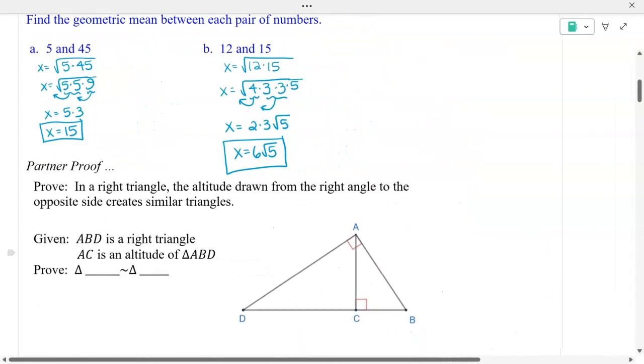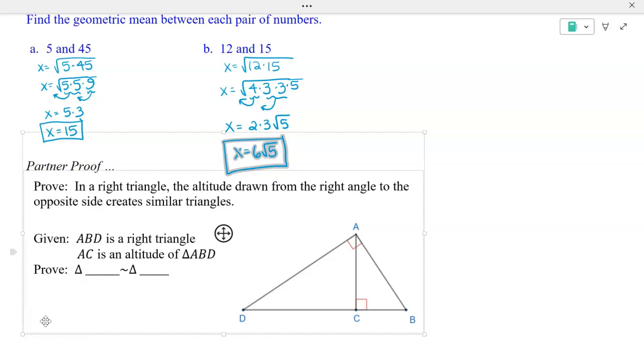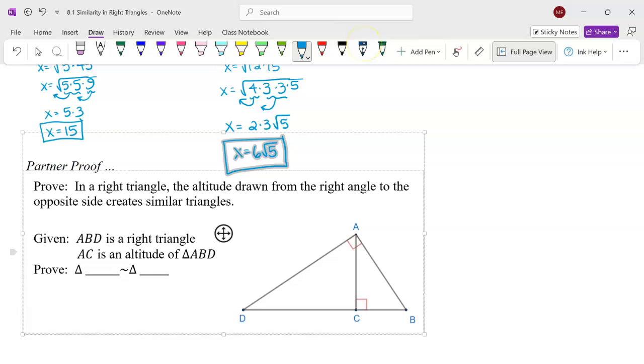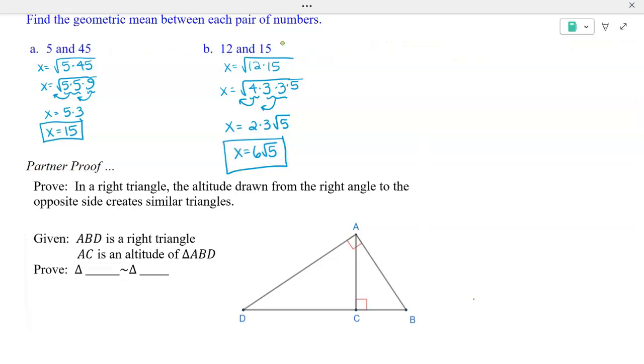Okay, so now what I want you to do, I want you to look at this next one. We are going to do a proof, and I want you to look at this figure and see if you can prove any two triangles that are similar. Each group may come up with a different set of two triangles that are similar. That is totally fine. You'll notice here that there are three triangles. So see if you can come up with at least one pair of similar triangles and come back and check.